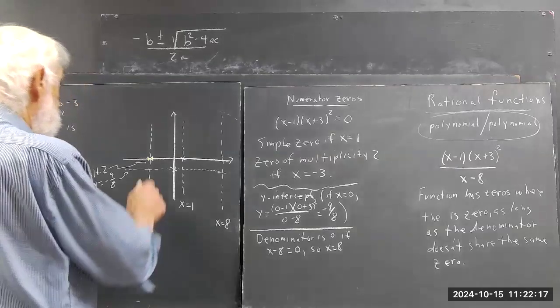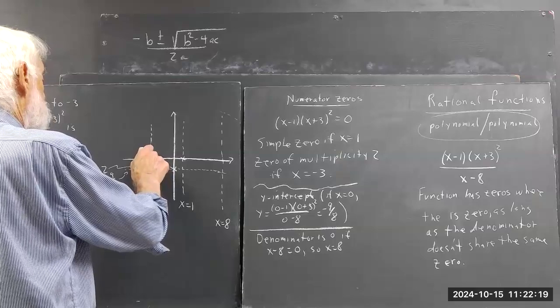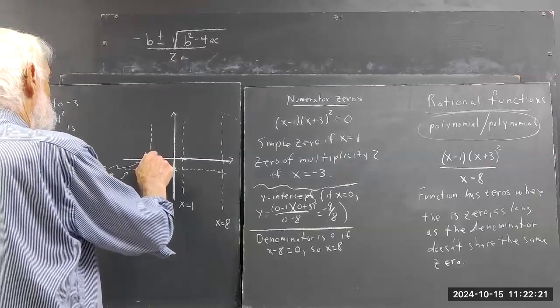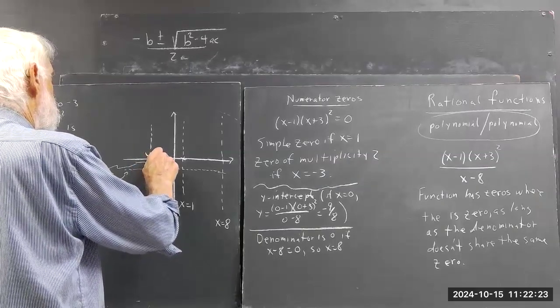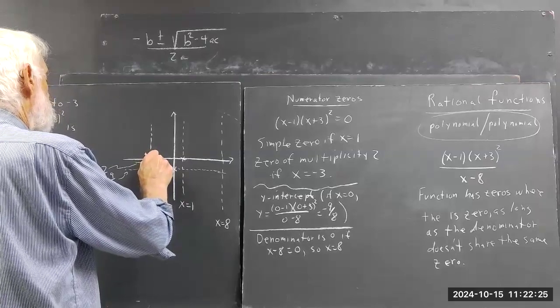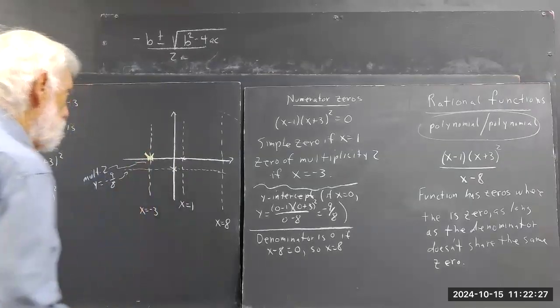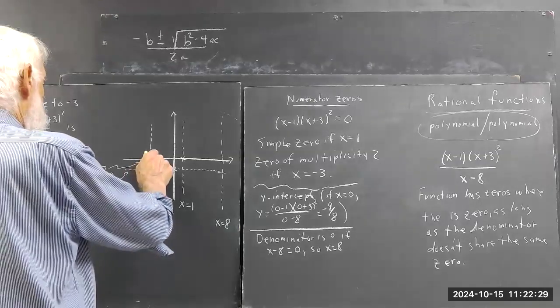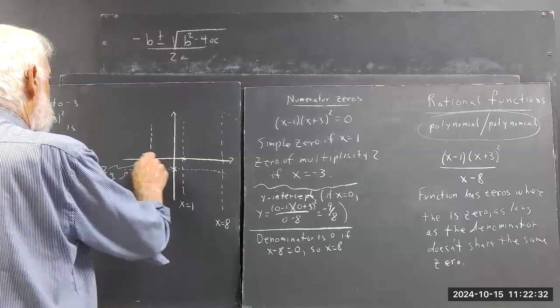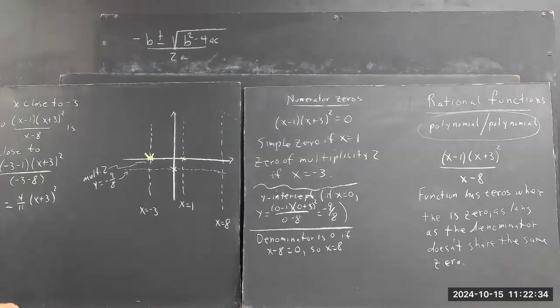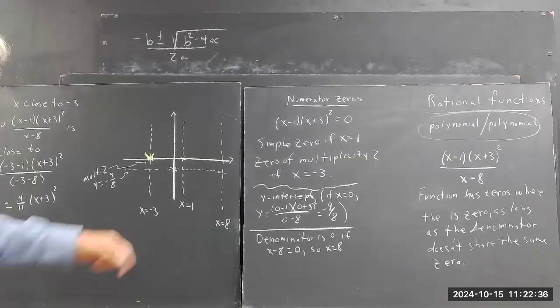So what we get is something that looks maybe kind of like this. The values of x that are very close to x equals -3, we're going to have something very much like a parabola. Now close to x equals 1.